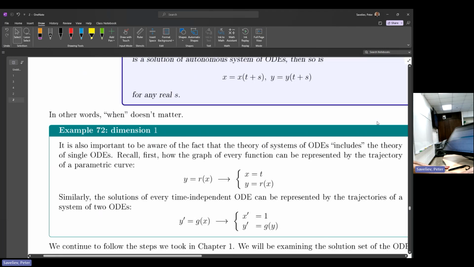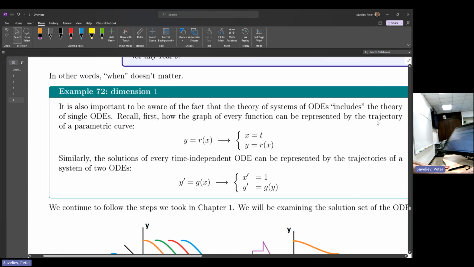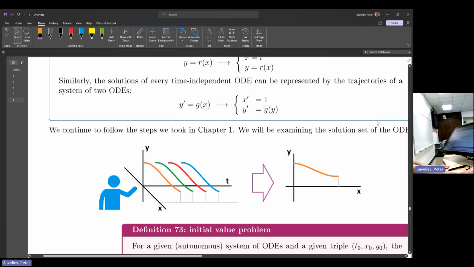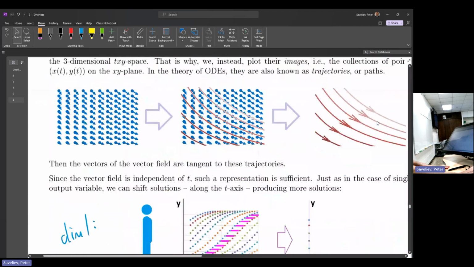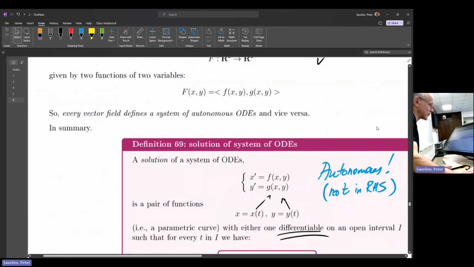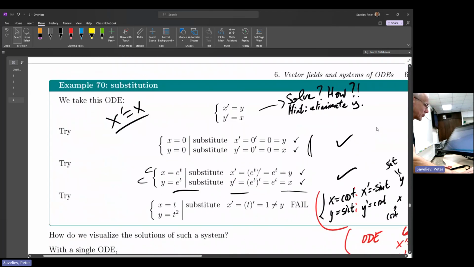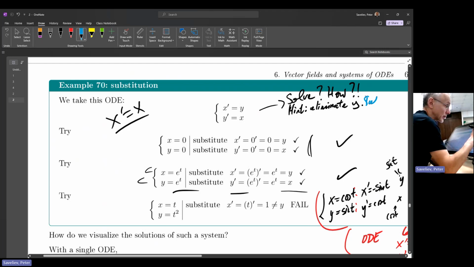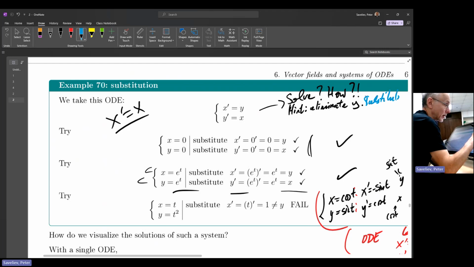Okay, dimension one is a typical one. Hold on, I have the same picture here. That's the initial value problem. Since we are almost out of time, let me just suggest a solution to this system. The trick is to eliminate y, literally substitute. So how? And the answer is substitute. We're going to do this in detail, but I already suggested it to you.